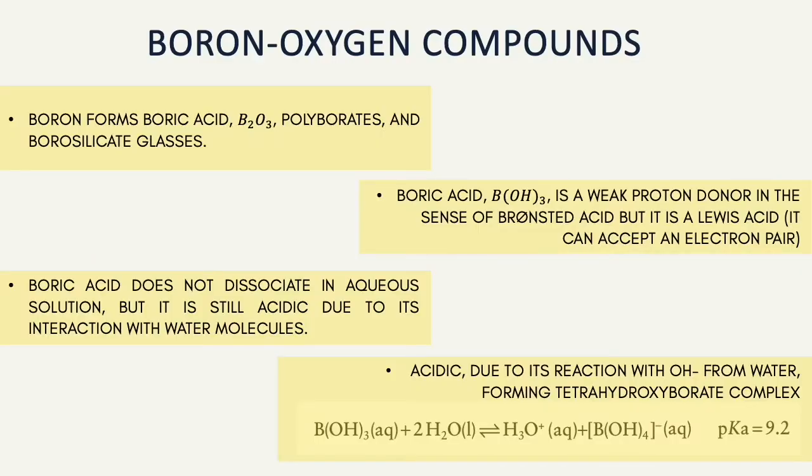Let's get into boron oxygen compounds. Boron forms boric acid, B2O3, polyborates and borosilicate glasses. Boric acid with formula B(OH)3 is a weak proton donor in the sense of a Bronsted acid, but it is a Lewis acid. It can accept an electron pair.